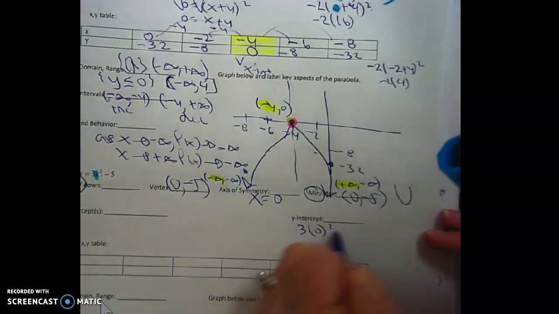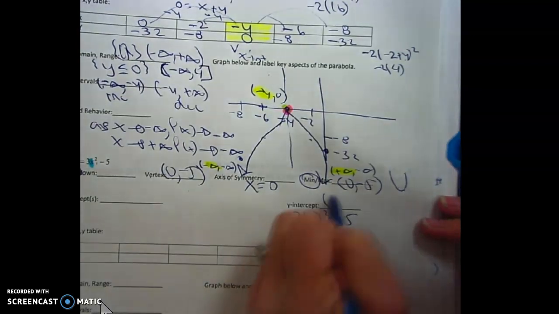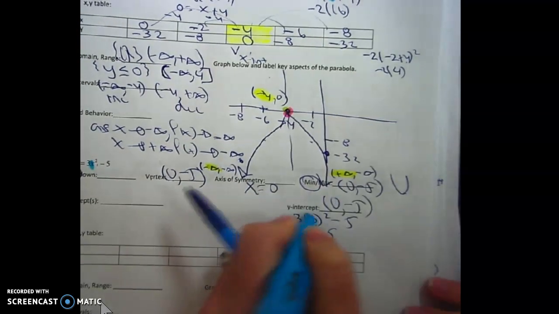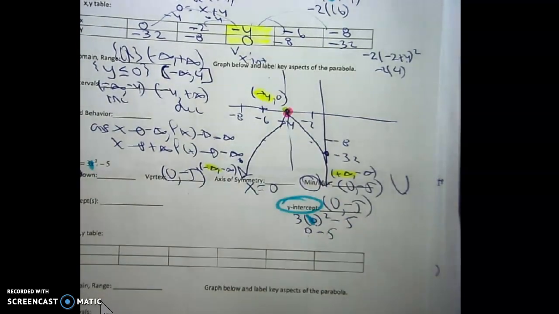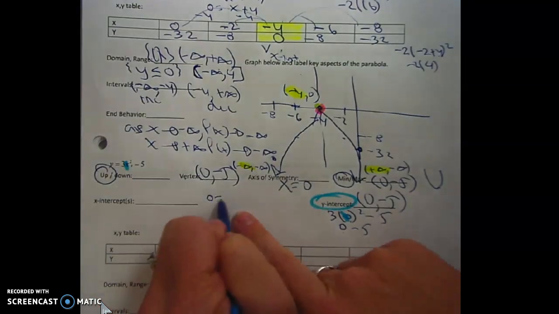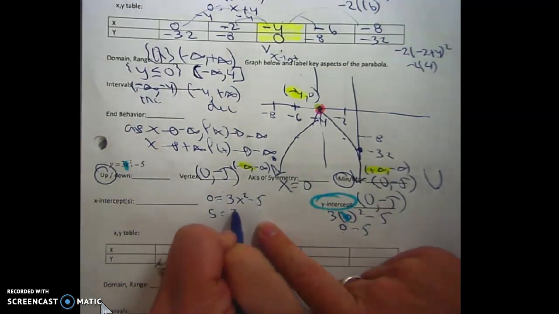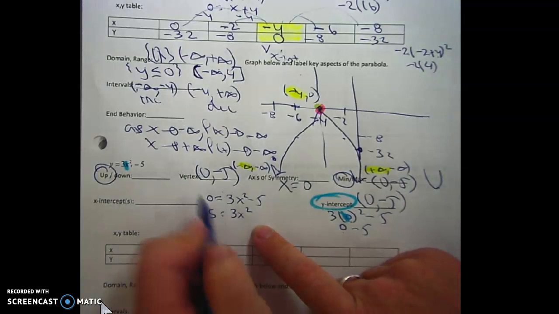So 3 times 0 squared minus 5. 0 times anything is 0, minus 5, so -5. So I plugged in 0 for my y-intercept. My x-intercept is going to be a doozy. So I get 0 equals 3x squared minus 5. Add 5 to both sides. Divide by 3.